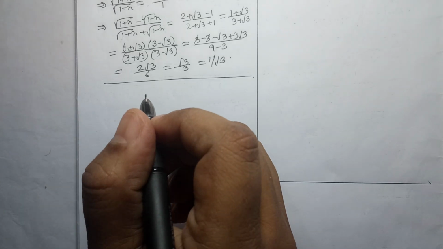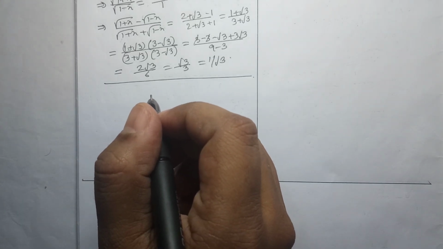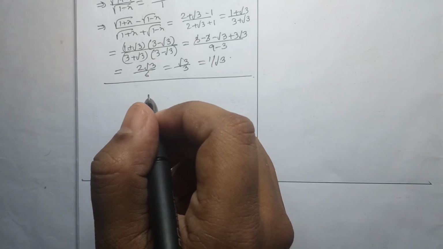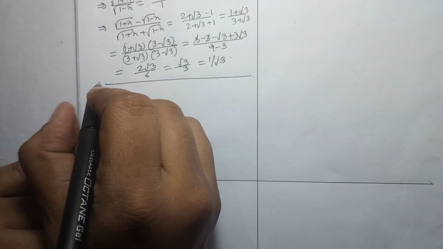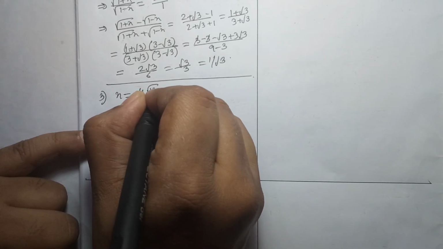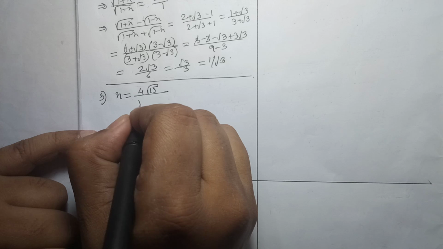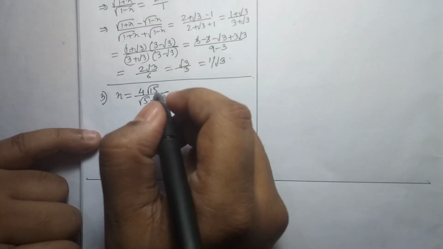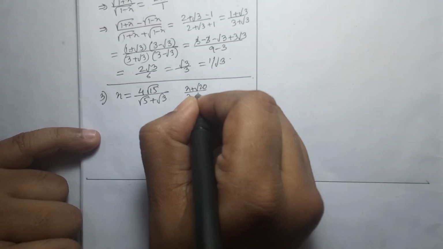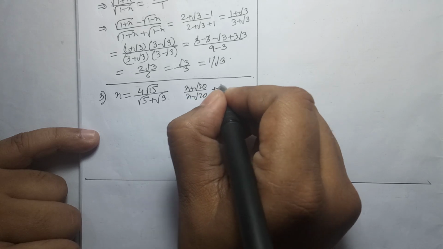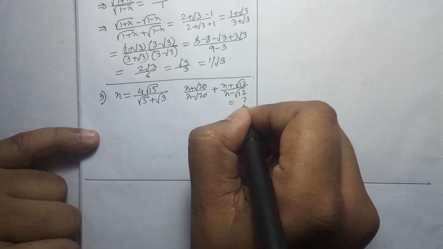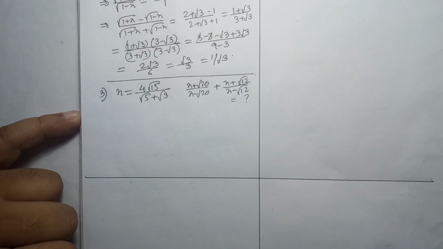Next, question number 3. X is equal to 4 root 15 divided by root over 5 plus root 3. The value of x plus root 20 by x minus root 20 plus x plus root 12 by x minus root 12. I have to find the value of this expression. Correct? Okay.